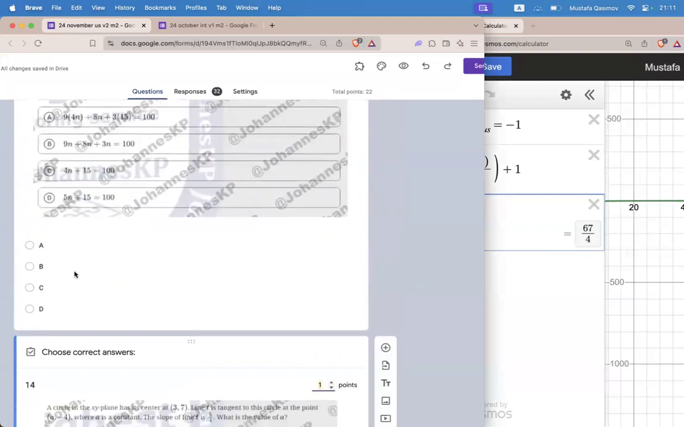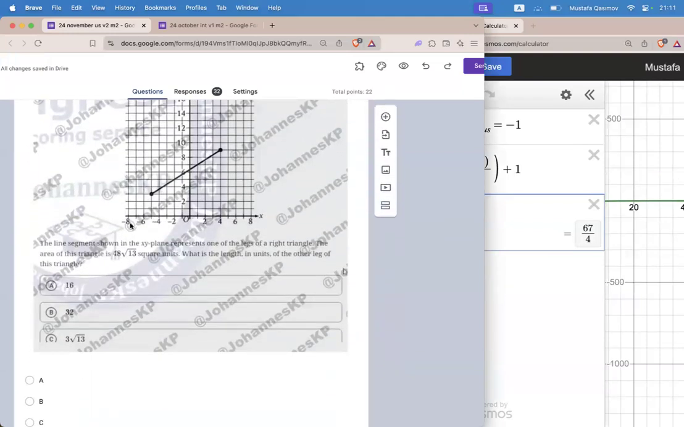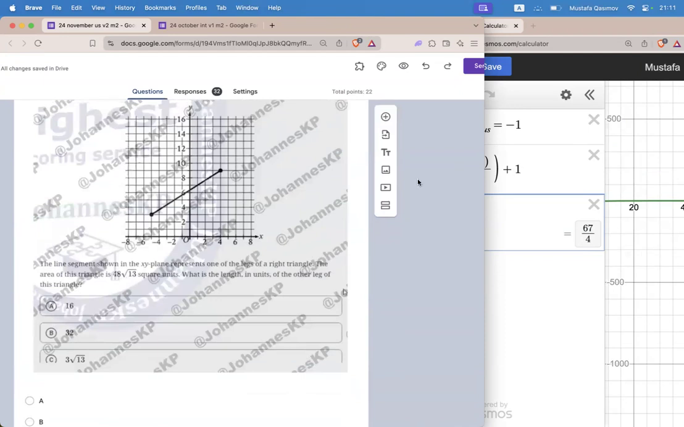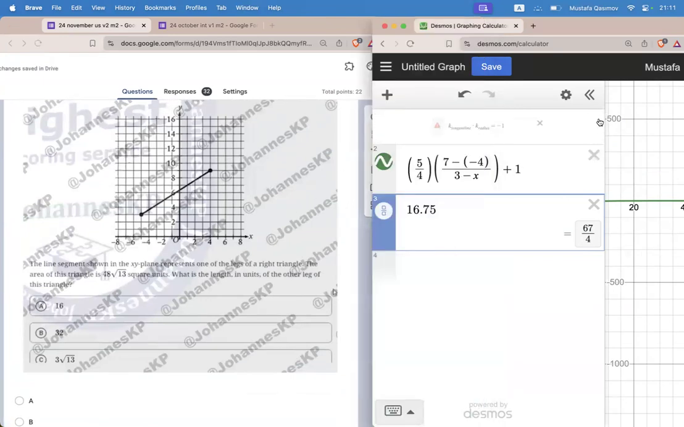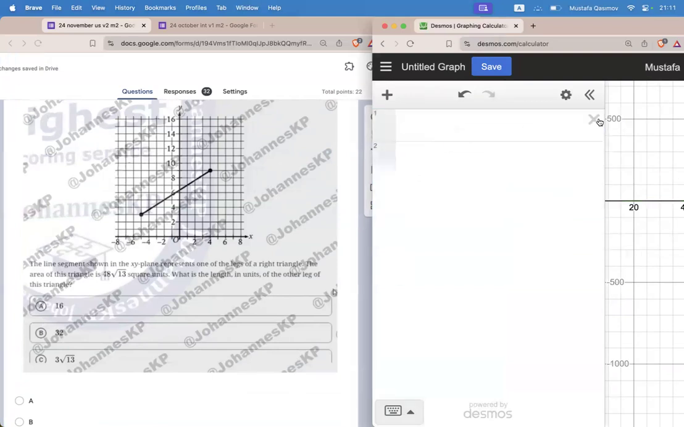Okay, I enter the answer here. Good. For that one, no need, actually, I will explain. I saw this question only once, so it is an important question.